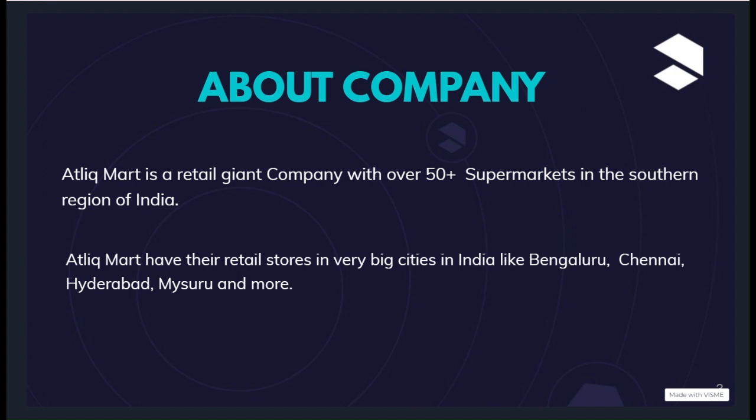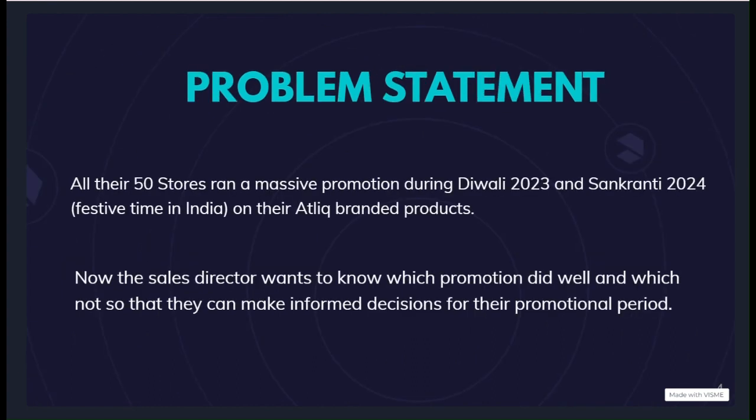Now we will understand the company structure. Atliq is a retail giant with over 50 supermarkets in the southern region of India. Atliq has retail stores in very big cities in India like Bangalore, Chennai, Hyderabad, and Mysuru. So this is all about the company structure. Now we will look at the problem statement.